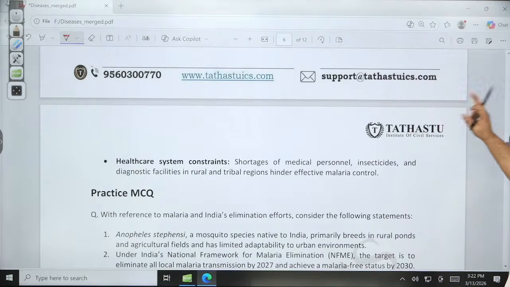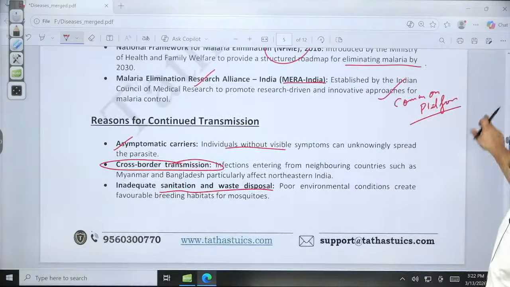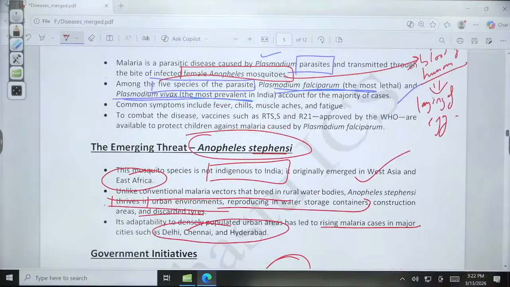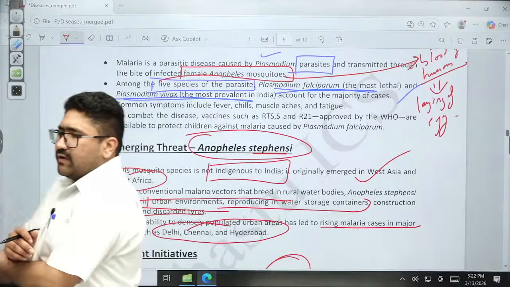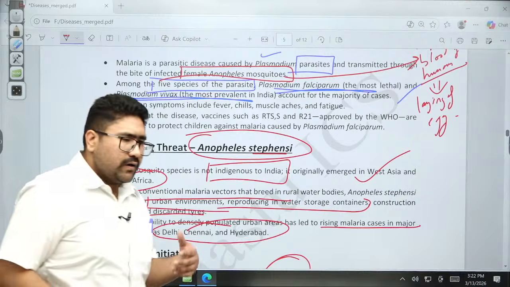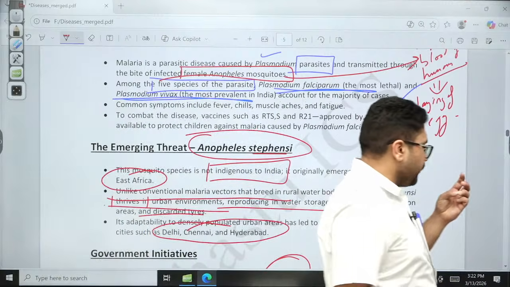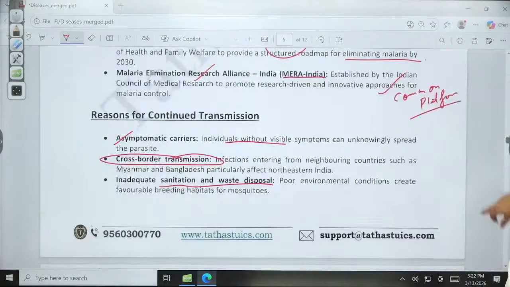ठीक, तो इस न्यूज में जो आपको याद रखना है वो याद रखना है कि there is a new species, that is Anopheles stephensi, which has evolved not in India but outside, and has been able to withstand the urban conditions to reproduce and infect humans with malaria. ठीक, we have a practice question also for you.